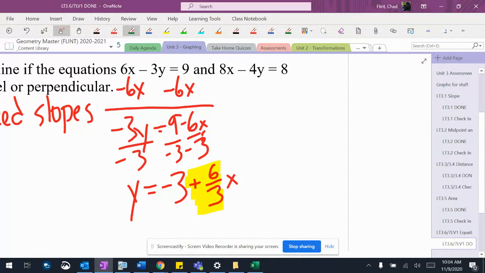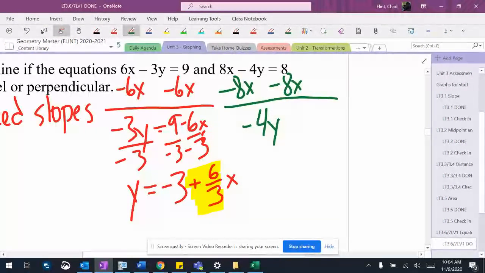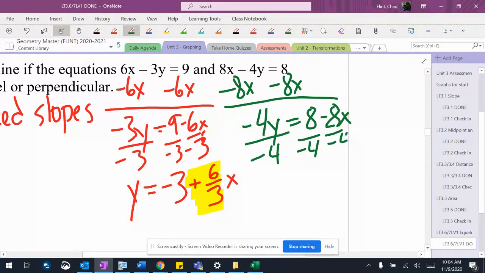Then I'll take this one. So minus 8x, minus 8x. And I get negative 4y equals 8 minus 8x, divided by negative 4. I get y equals negative 2 plus 8 over 4x. So the slope of that one is positive 8 over 4.